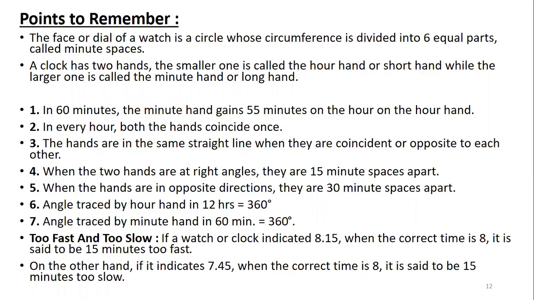Now the points to remember. What we have discussed so far is given as a summary here. Too fast and too slow. What is meant by that? If a watch is showing 10 minutes less, it's a slow watch. And if the watch is showing 10 minutes more, it's a fast watch.